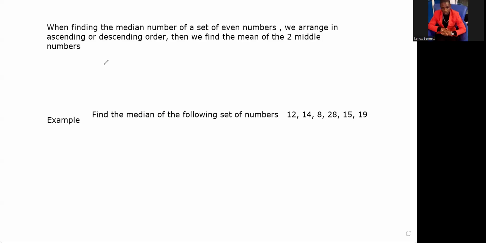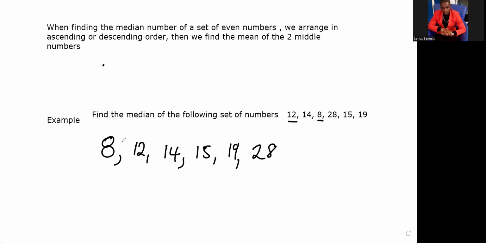And the rule says we arrange in ascending or descending order first. So let's go. 8 would be the smallest one. I'm going with ascending again. Then we have 12. Next we have 14, 15, 19, and 28. Let's check if it's 6 numbers. 1, 2, 3, 4, 5, 6.